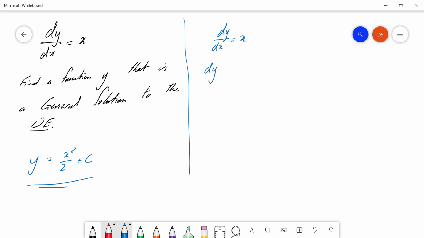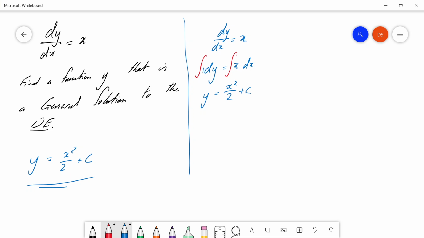Okay, we're going to move the dx from the bottom over there. We're going to pretend it's like a fraction. And we're going to now integrate both sides. Okay, we're going to put a 1 there. So what's the integral of 1 dy? The answer is y. What's the integral of x dx? That's x squared on 2 plus c.